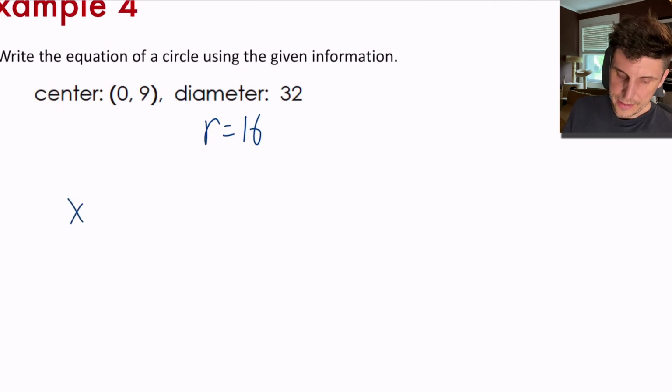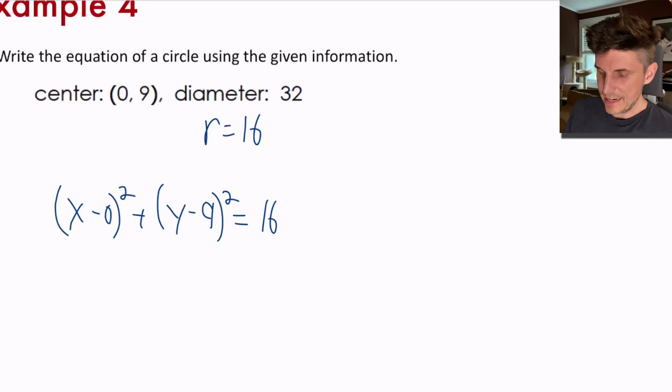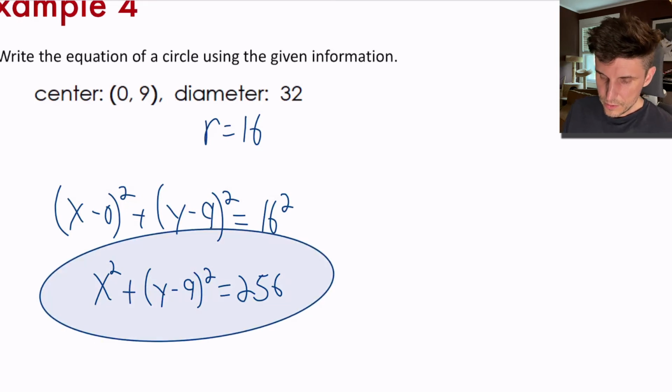And we're going to have x minus 0 squared plus y minus 9 squared equals 16 squared. X minus 0 is just x, so you're left with x squared plus quantity y minus 9 squared equals 256. So there's your equation.